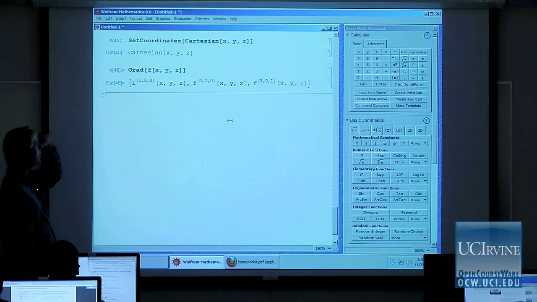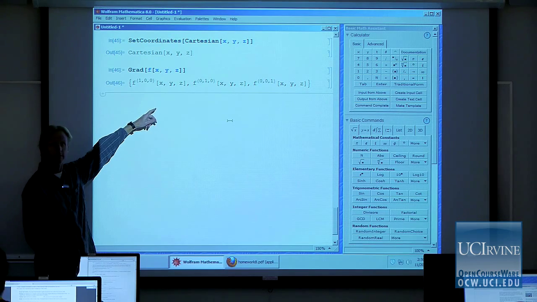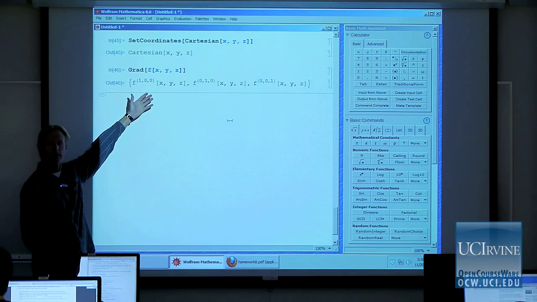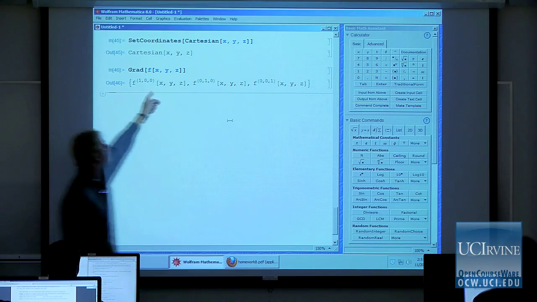Okay, so first of all, as advertised, it does return a vector. So f of x, y, and z is an arbitrary scalar function. I get back a vector. Right? There's 3 components here.